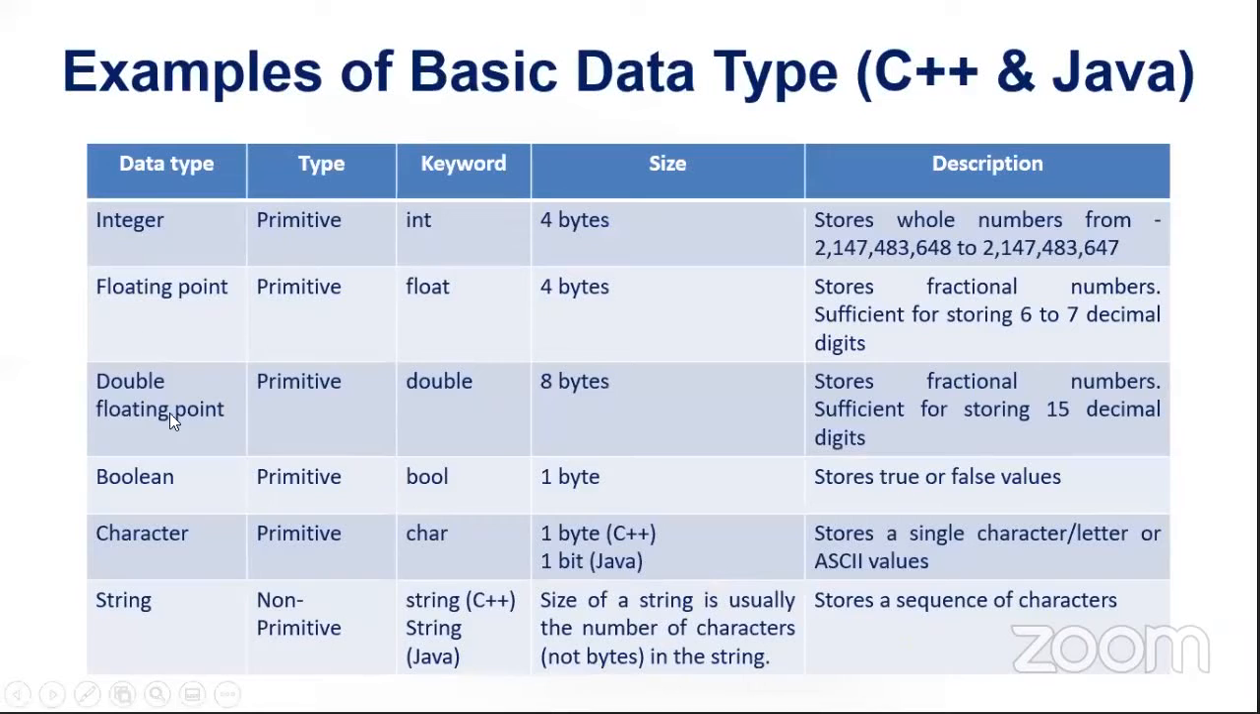Integer, floating point, double floating point, Boolean, character, they are all basic data types. And when you declare them, the keywords will be int, float, double, bool, char. A string is actually a non-primitive data type. There's a difference for the string in C++ and in Java. Basically, the difference is in the character S. C++ has a small character s, whereas for Java, it is a capital S.